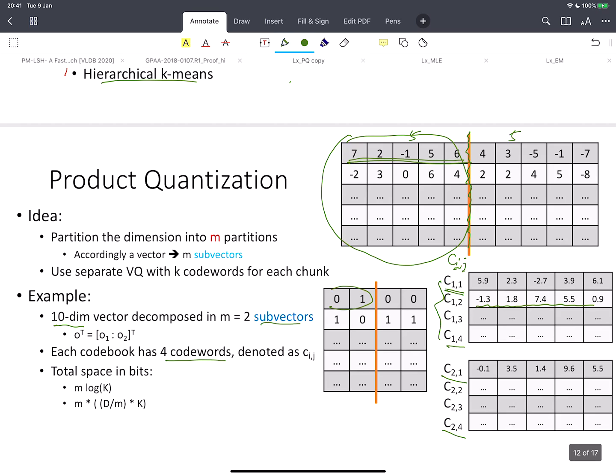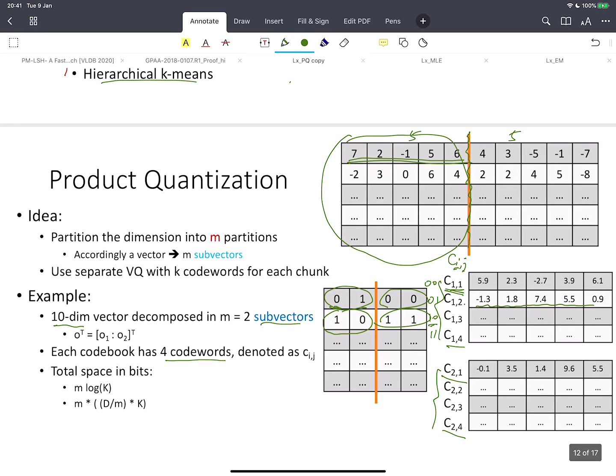So it will be encoded as the second codeword, which is encoded as 0 1, because in binary everything starts with 0. So this one is 0 0, this is 0 1, 1 0 and 1 1. The next tuple will be encoded as this one, and so on and so forth. Then you do the same thing for the second partition, but again using another codebook.